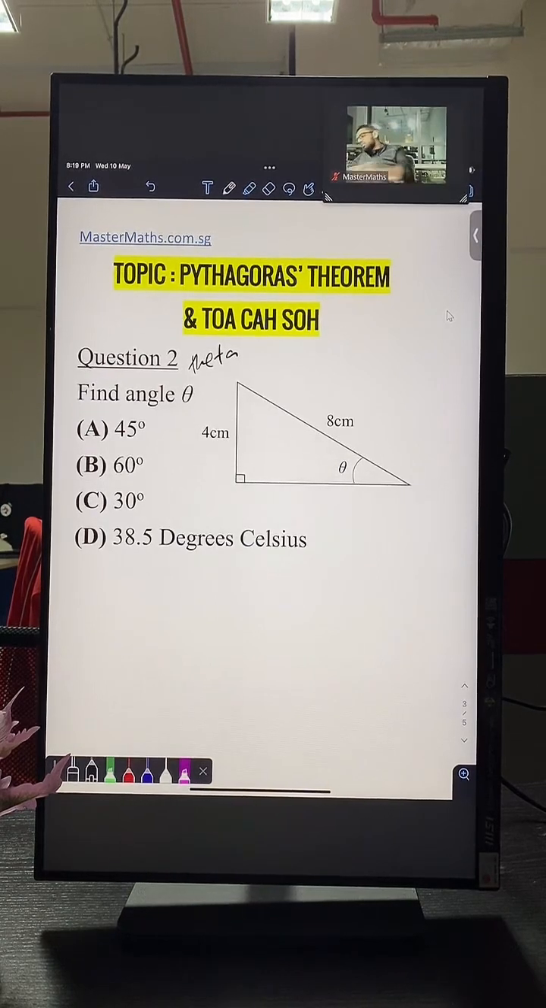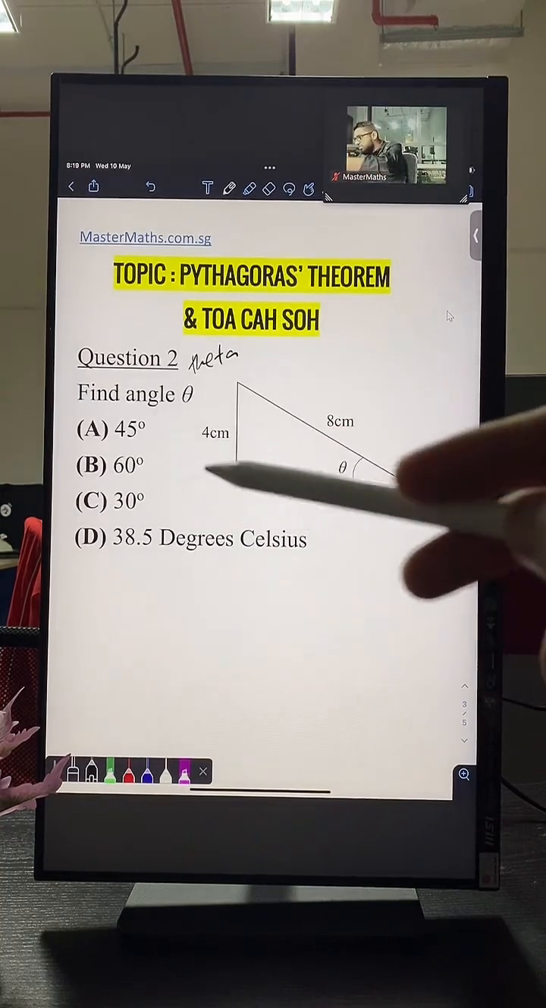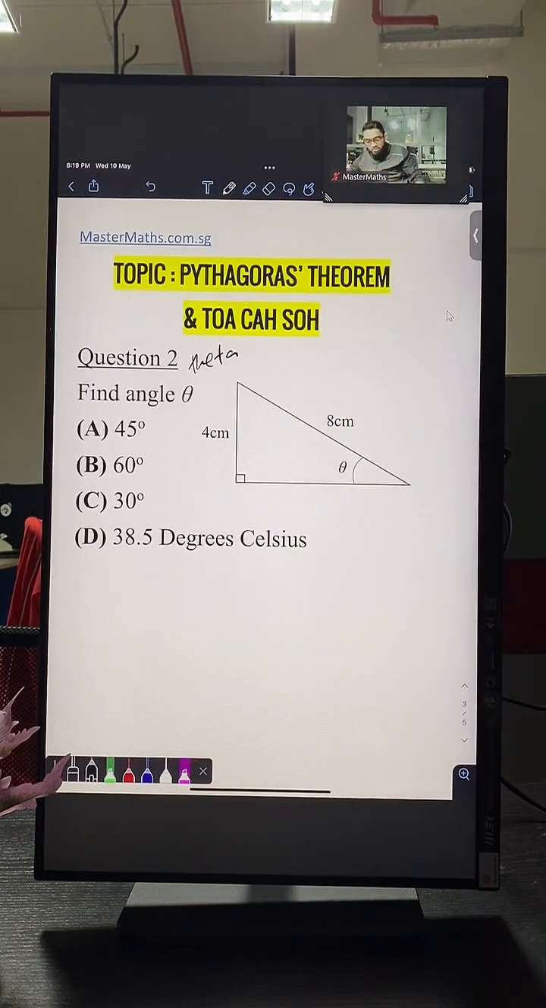Fantastic guys. How to find theta? You got a right angle triangle here. Is it A? Is it B? Is it C? Is it 38.5 degrees Celsius? Now friends, let me teach you all.